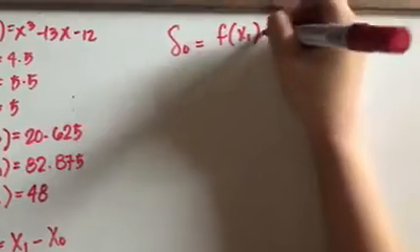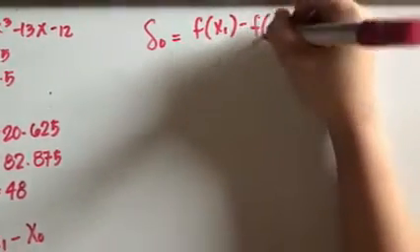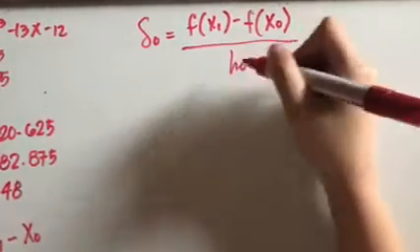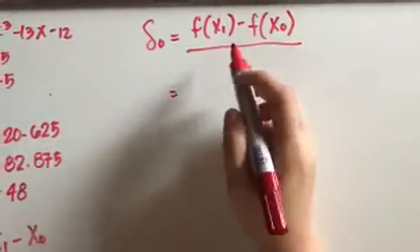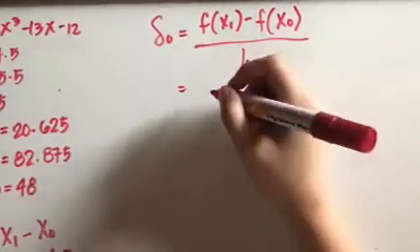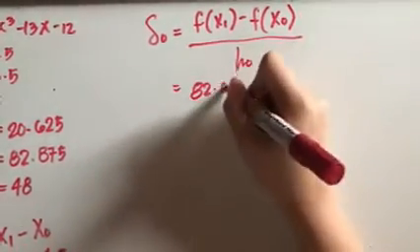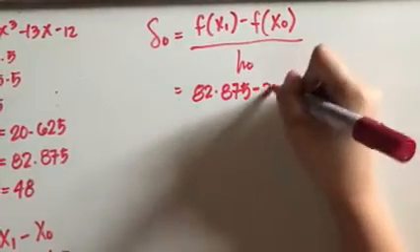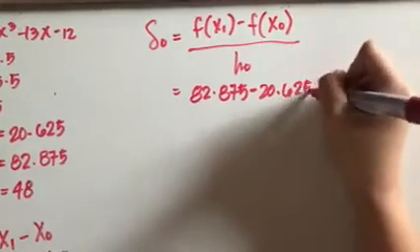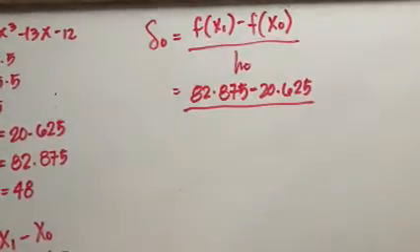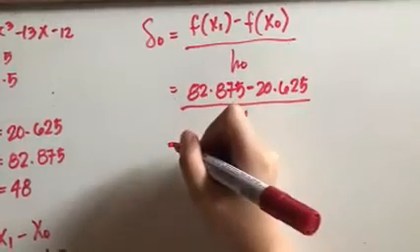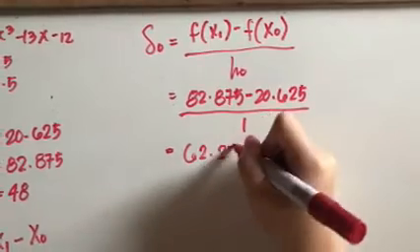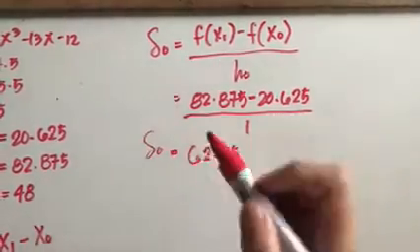Now we're going to find the value of delta sub 0 using the formula f of x sub 1 minus f of x sub 0 all over x sub 1 minus x sub 0. It will give us 82.875 minus 20.625 all over 1. The answer will be 62.25. That's the value of delta sub 0.